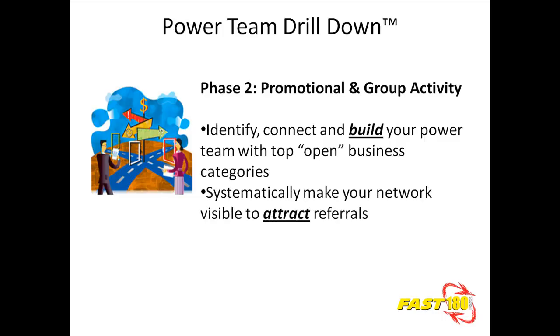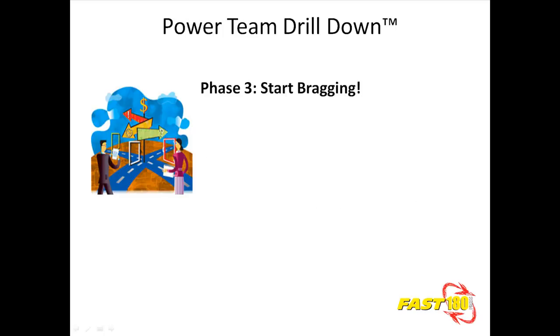And then the second part of promotional and group activity is systematically making the network visible to attract referrals. This is a science in itself. The idea is that if the network is visible, prospects will recognize themselves in the products and services offered and will ask for the contact information or in some way raise their hand and say, I'd like to do business with one of your Power Team partners.